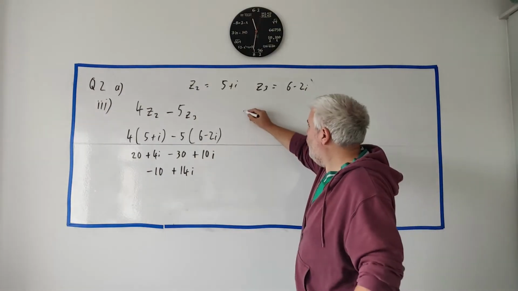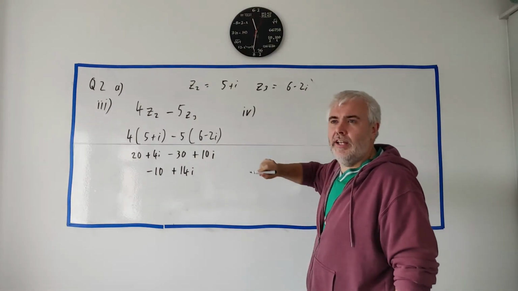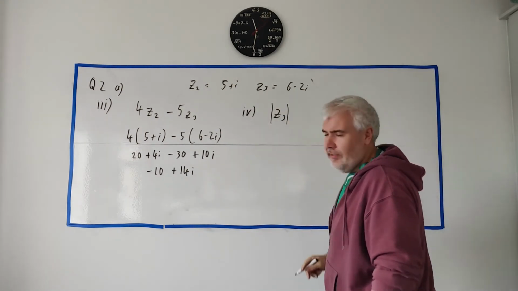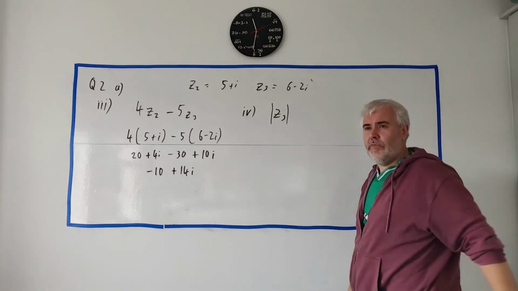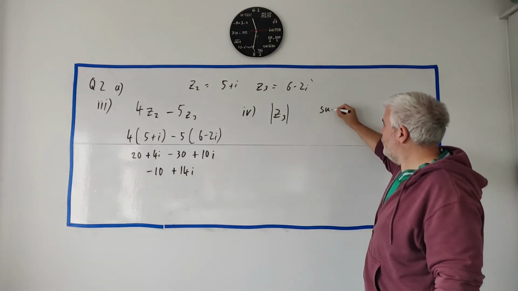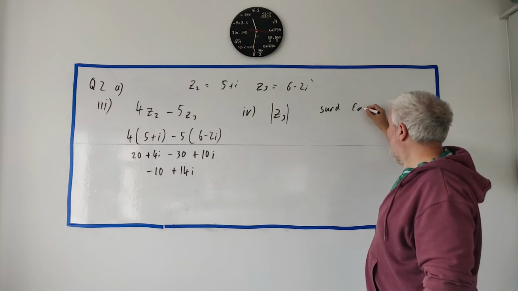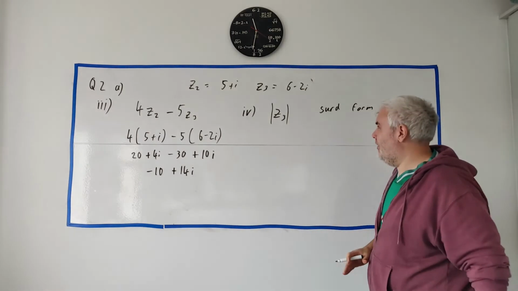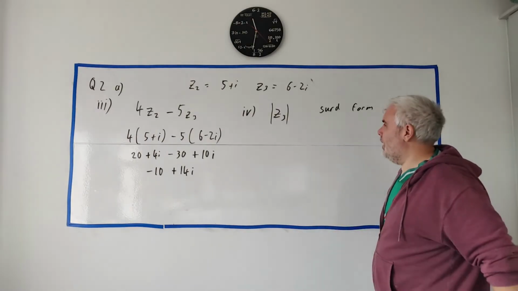Okay, for part 4, I think we've plenty of room to do it here. Work out z3 with these two lines around the side of it. This is called the modulus. So work out the modulus of z3 and give your answer in surd form. This part's going to lose a lot of students about 1 mark at the end. We'll worry about it when we get there.